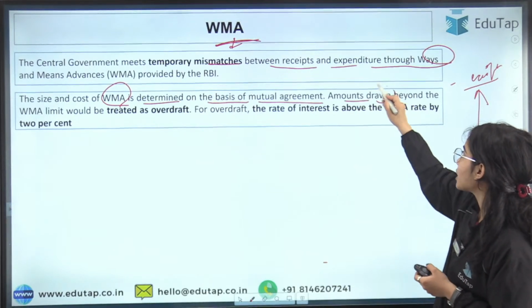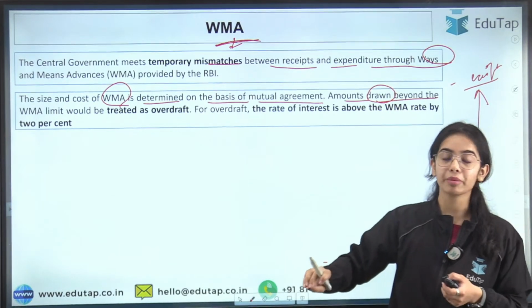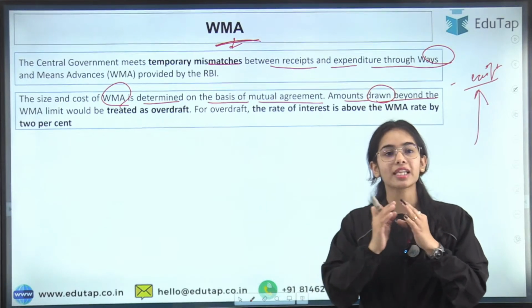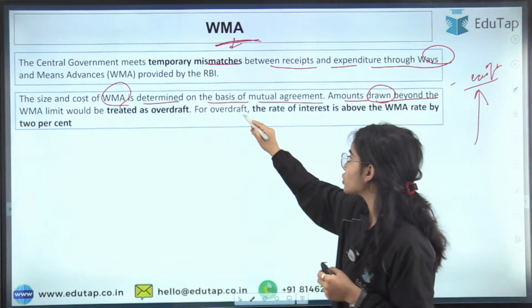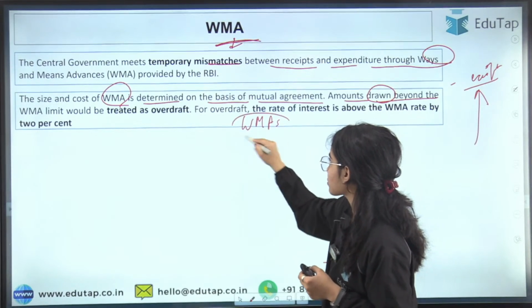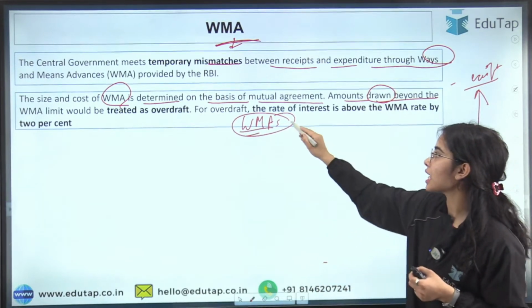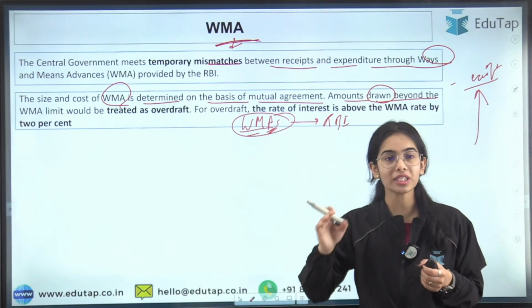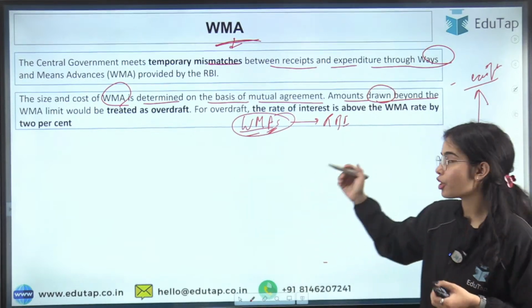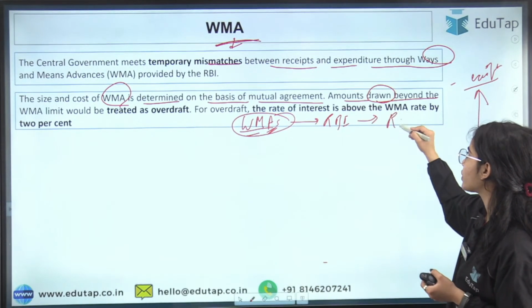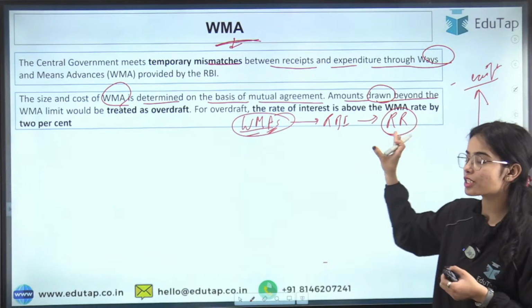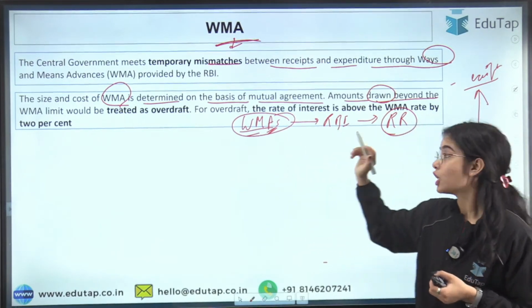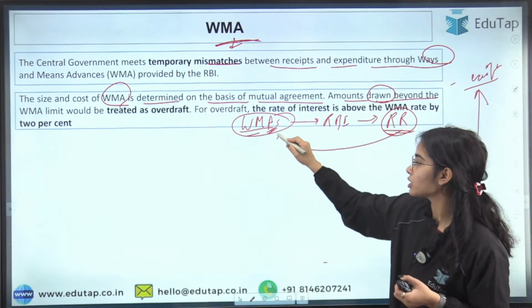Amounts drawn beyond the WMA limit would be treated as overdraft, and a higher interest rate will be charged on this overdraft. WMAs, ways and means advances, are provided by the Reserve Bank of India. These are advances, a kind of loan, that the RBI provides to the Government of India at the repo rate. This is the interest rate charged by the Reserve Bank of India from the Government of India. The repo rate is charged on the WMAs.